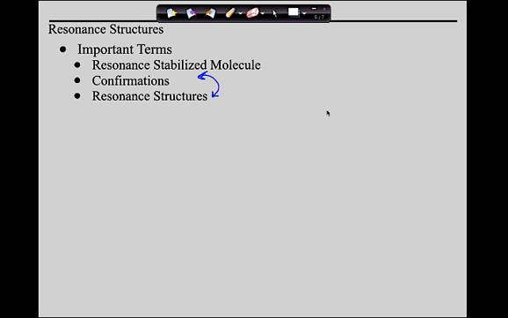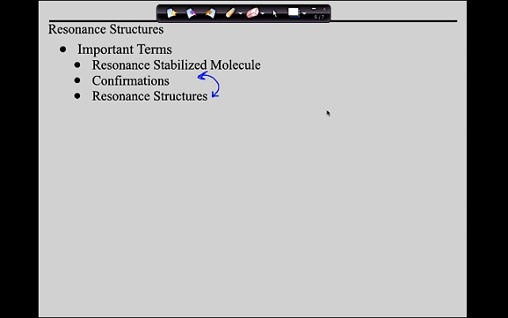Okay, so what are the conformations or the resonance structures? That's these that we're separating with double-headed arrows. So this is a resonance structure or a conformation. This is a resonance structure or a conformation. So, in other words, pardon my use of 1.5 bonds.